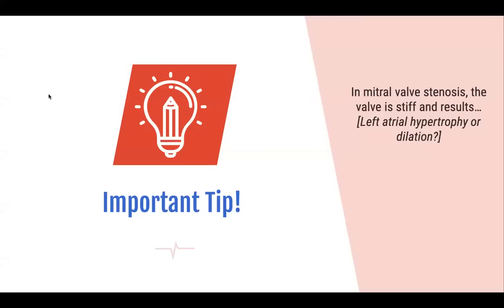No, it's not hypertrophy, actually. It's dilation. Aortic stenosis would cause hypertrophy of the left ventricle, but mitral valve stenosis would cause dilation. Okay, does anyone know why though? Or can anyone guess why it would cause dilation and not hypertrophy? What happens when the mitral valve becomes narrowed? What happens to the blood?